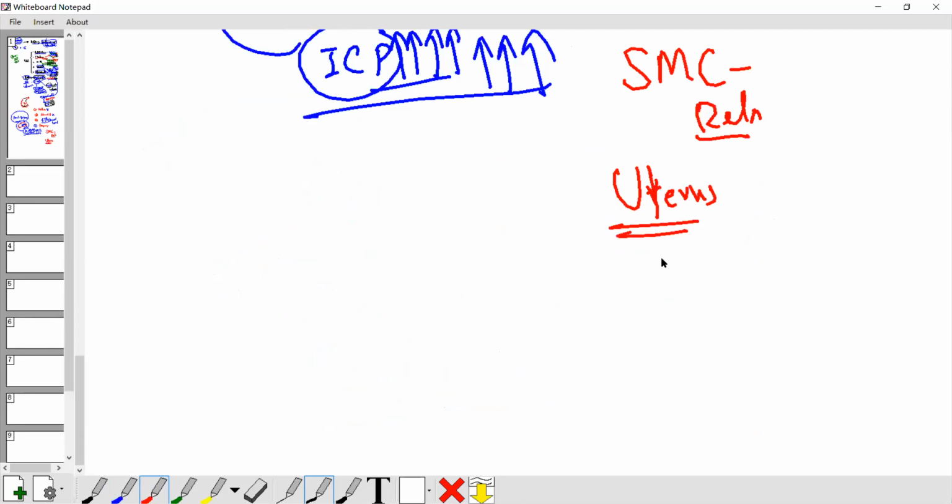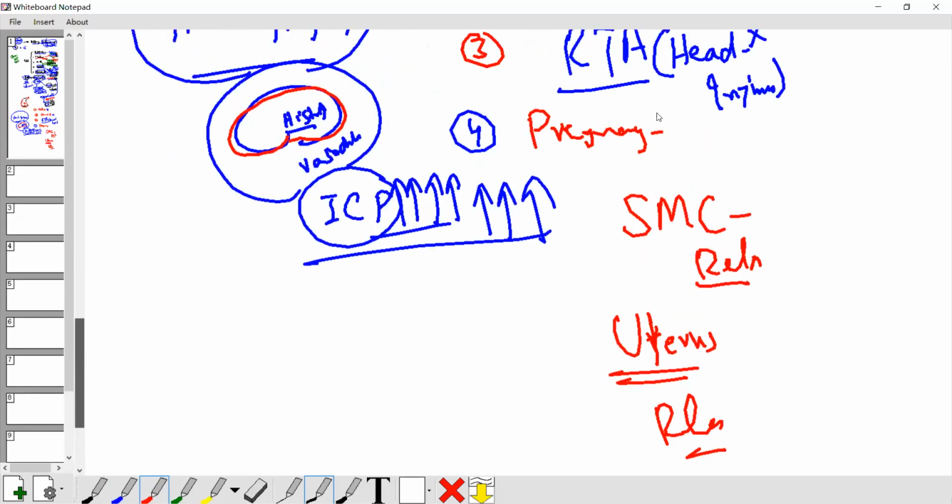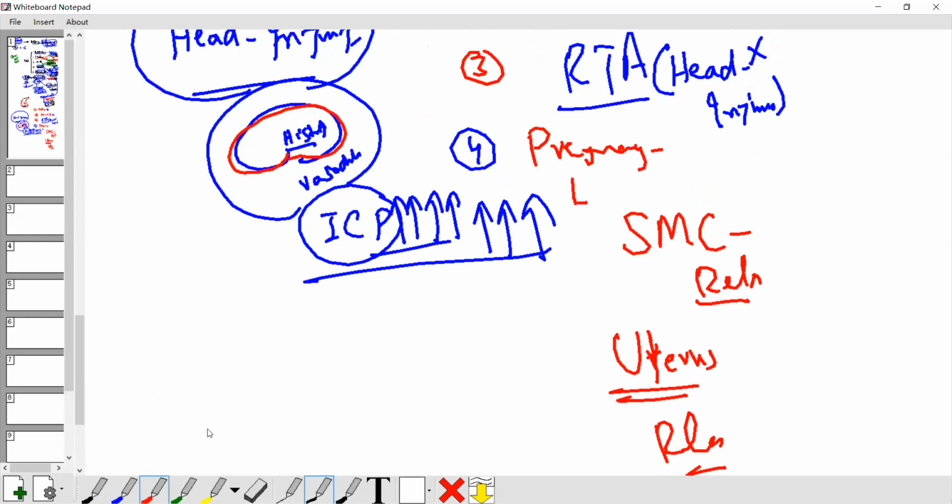Uterus smooth muscle relax. Can they contract? No. Can the baby come out? Of course not. What happens in pregnancy? If the mother is now going to deliver the baby, the labor is delayed. Now the baby can have some problems.